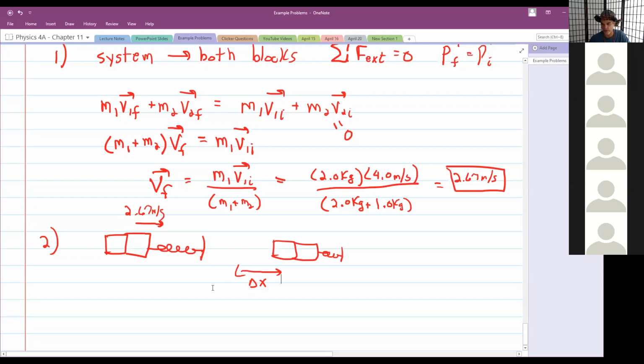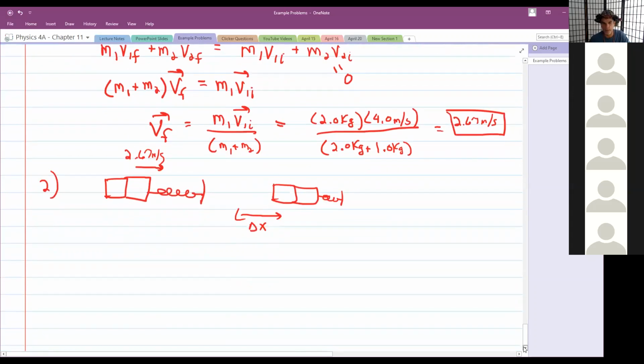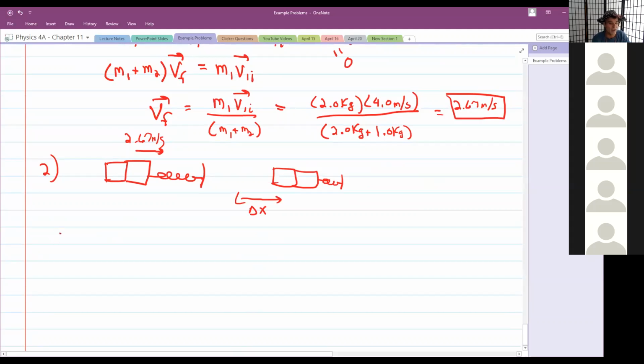In this case, if I define my system, I can define my system differently for momentum and for energy conservation. It doesn't have to be exactly the same. Keep in mind, if I want to include elastic potential energy, my spring has to be part of the system. If I want to include gravitational potential energy, the Earth has to be part of my system. In this case, let's consider the system to be the blocks, the spring, and the Earth.